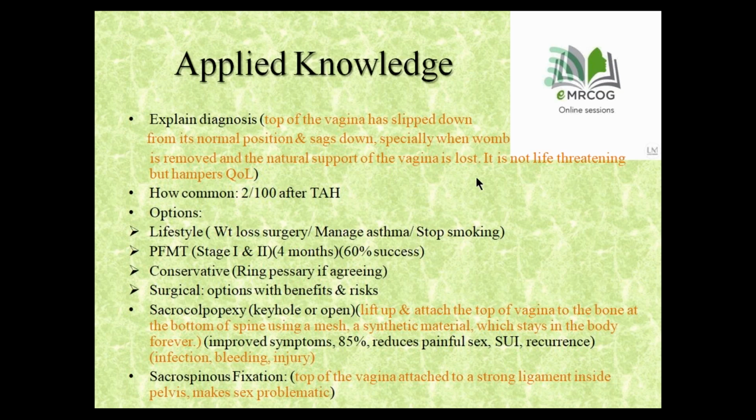And here the added factor was that if you can already elicit the history of hysterectomy, then you can say that the top of the vagina usually slips down from its normal position. That is what happens, which we call vault prolapse. It sags down, okay? Particularly if you do not have your womb in place, because when you have your womb in place, there's a natural support to the vagina, that is lost. And this is in addition to other risk factors, which I think you've already mentioned.